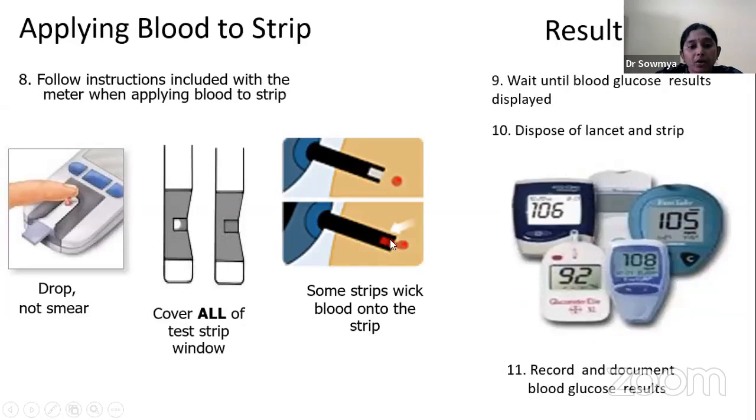Sometimes the strip automatically wicks the blood in. We have just placed the edge, so automatically it will wick into the strip. We have to wait until the blood glucose result is displayed, and then dispose of the lancet and strip. All the results should be recorded and documented.